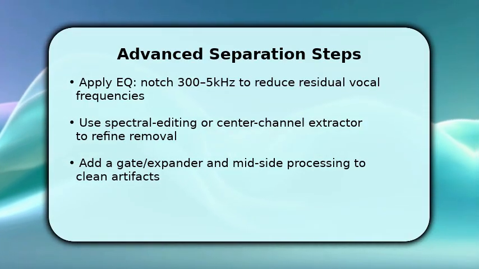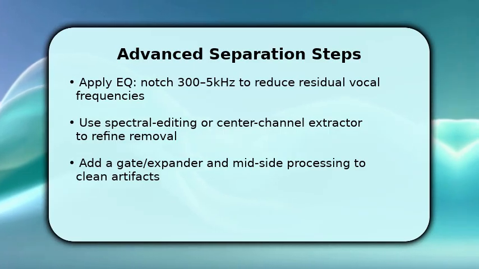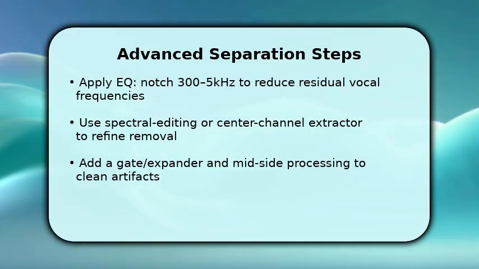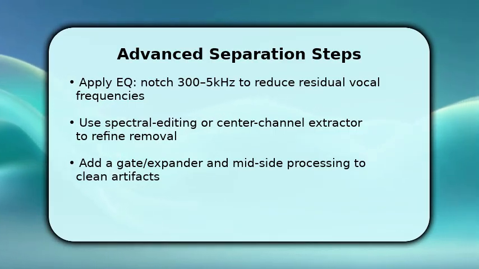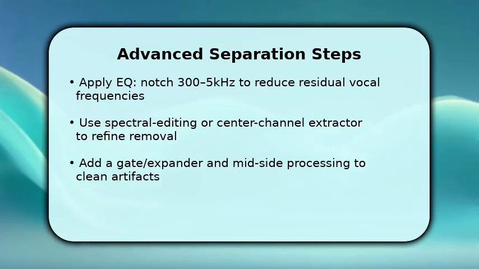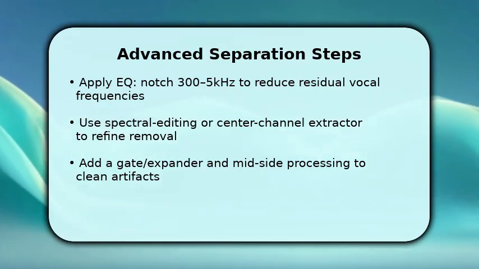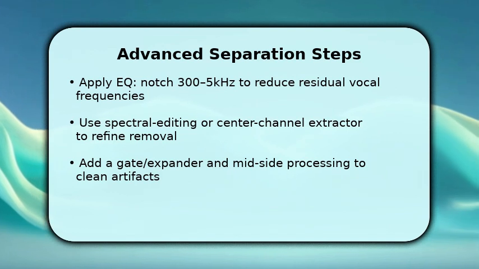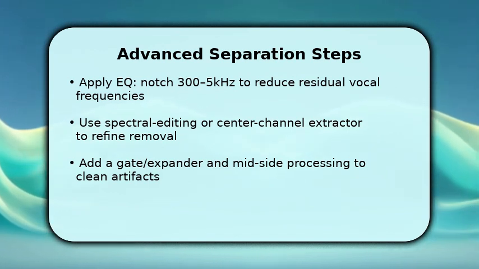First, apply a surgical EQ. Attenuate 300 Hz to 5 kHz regions where vocal harmonics sit, but do it gently to preserve instruments. Next, open a spectral editor to paint out remaining vocal formants or use a center channel extractor plugin to remove centered material more precisely. Finally, use a transient shaper or expander on the mid-channel to reduce lingering vocal breaths.